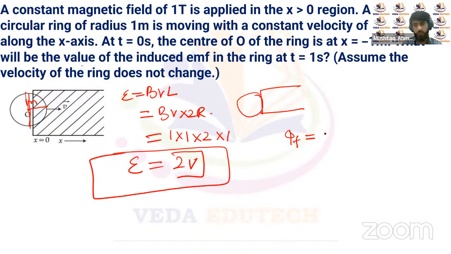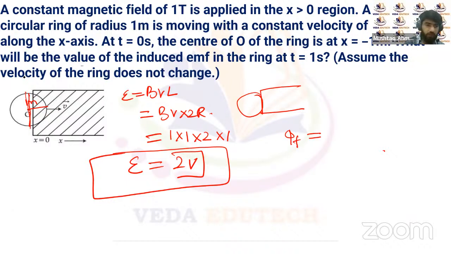Final flux will be B dot A. That will be magnetic field 1 Tesla into area. Area will be pi r square upon 2, right? So accordingly, you can find the flux. Or we can write it not as pi r square upon 2, but in terms of the length as well. Since it's moving along this direction, this will behave as a rod.